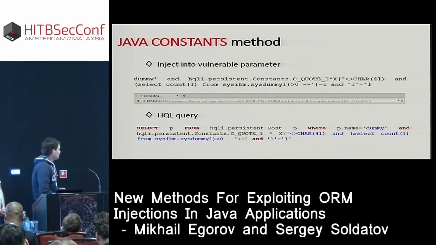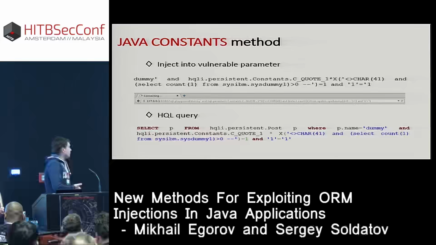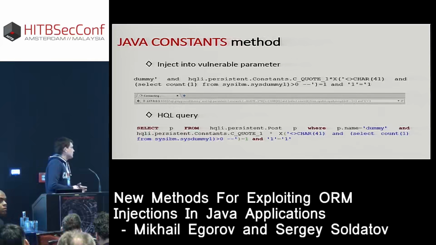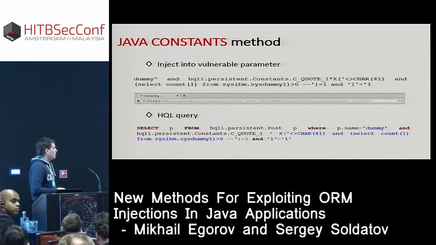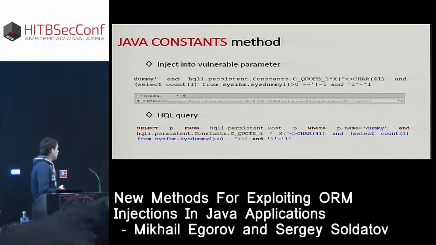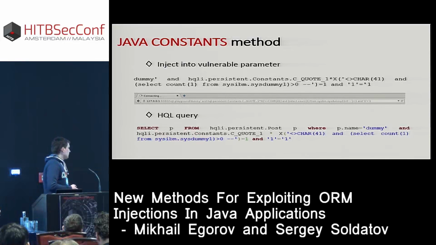Now let's see how this method works in detail. So we inject the following expression into the vulnerable parameter. In this expression, we multiply the Java constant C_QUOTE_1 by the result of a function call with the name x. And this function has a string parameter. So on the bottom of the slide, there is the HQL query that is processed by Hibernate.